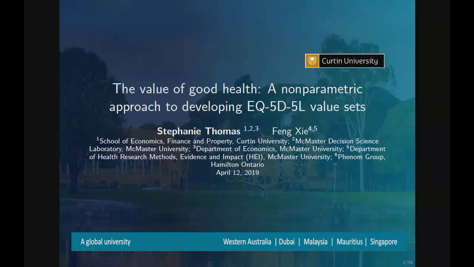Now, this is joint work with my co-author Feng Xie. I started this work as a postdoc with him, and we are now continuing this work in a EUROQUAL group supported project where we now look at international data sets. Today I'll just look at the Canadian population study.